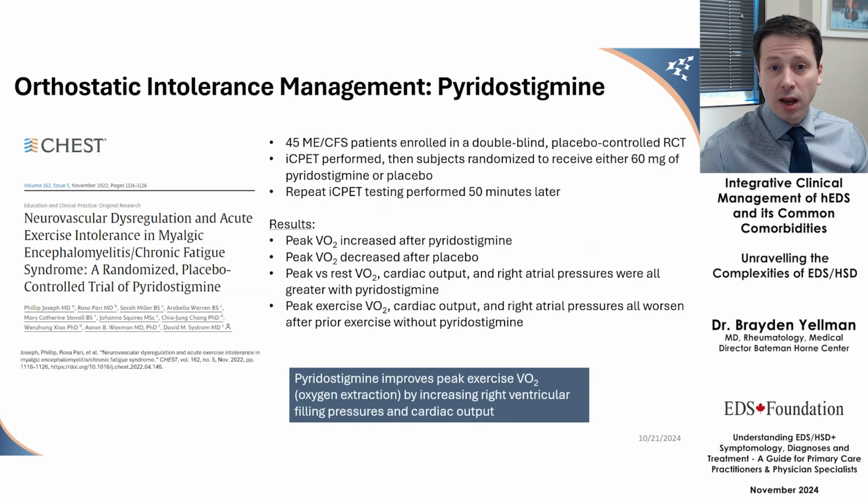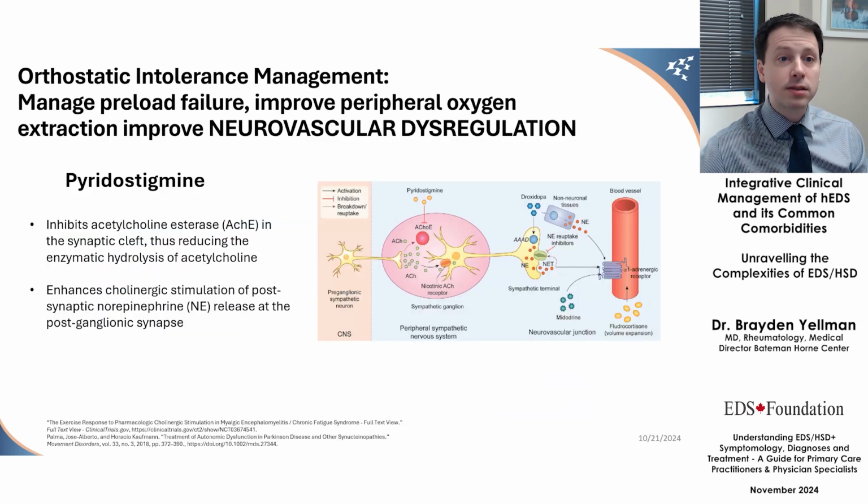So when we then look at adding pyridostigmine to these patients in a double-blind placebo-controlled randomized controlled trial, we perform invasive cardiopulmonary exercise testing and randomize those patients to pyridostigmine or placebo, we actually find that pyridostigmine improves peak exercise VO2 or oxygen extraction by increasing right ventricular filling pressures and thus increasing cardiac output. So this is the idea behind using pyridostigmine, not only in ME/CFS POTS, but in orthostatic intolerance of all kinds.